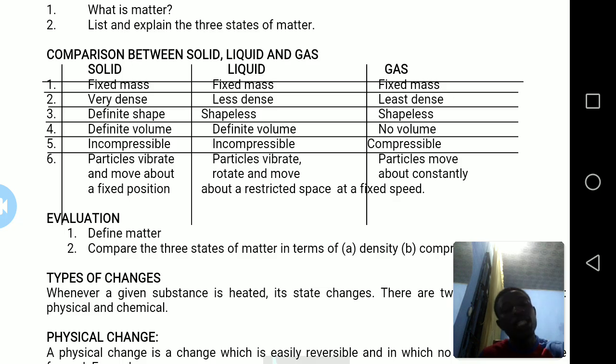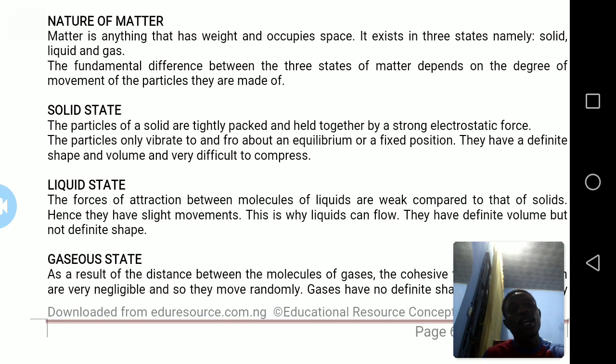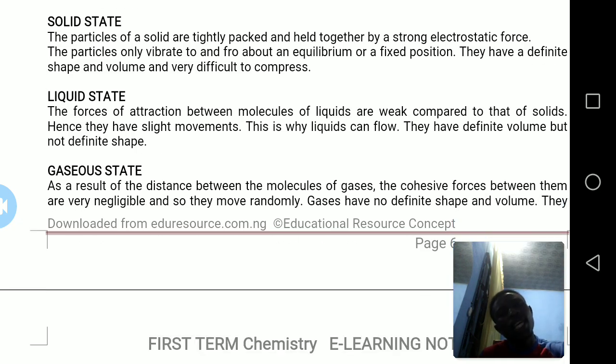In the solid state of matter, the particles that form it are tightly packed and held together by a strong electrostatic force. While in liquid, the molecules that make it up are weak. That means the particles are not strongly held together; they are weak as compared to those of solid. While in the case of gases, the molecules are not even close. They can't be held together. The molecules that form the gaseous state of matter are separated, and that is what makes them gaseous.